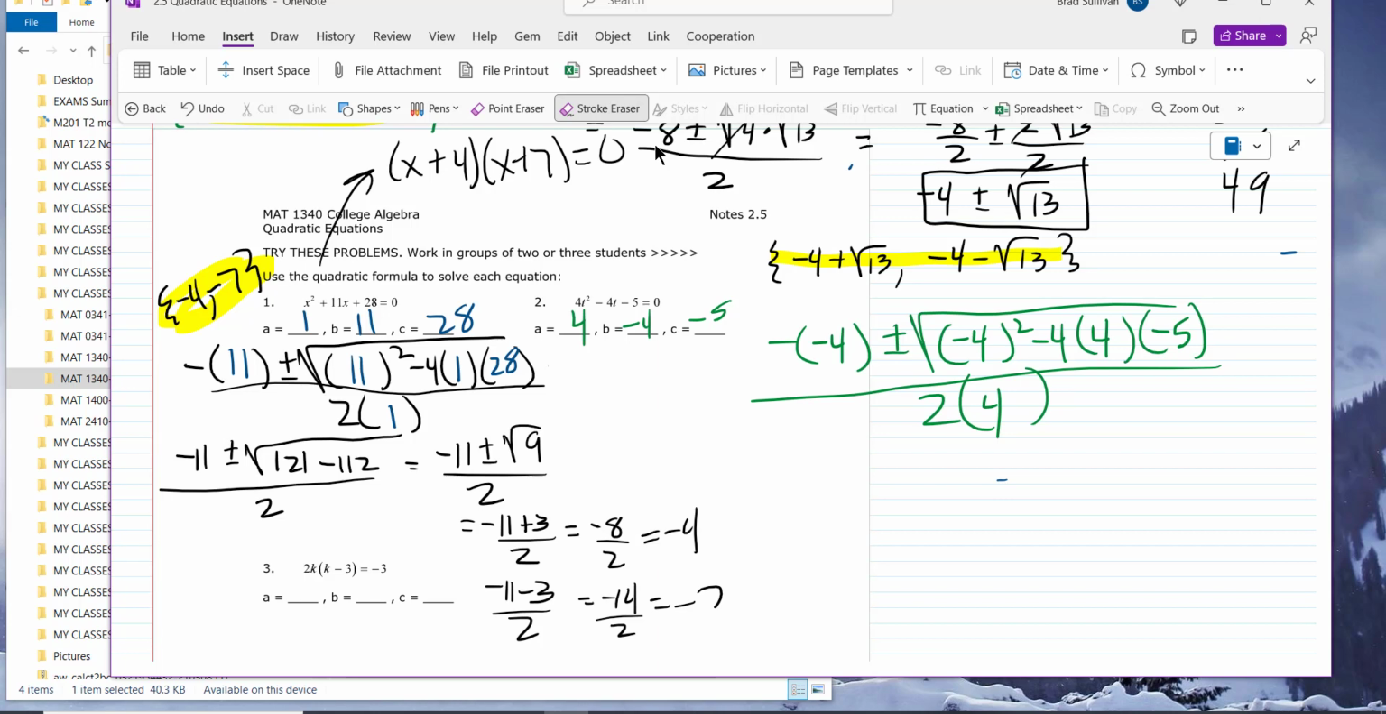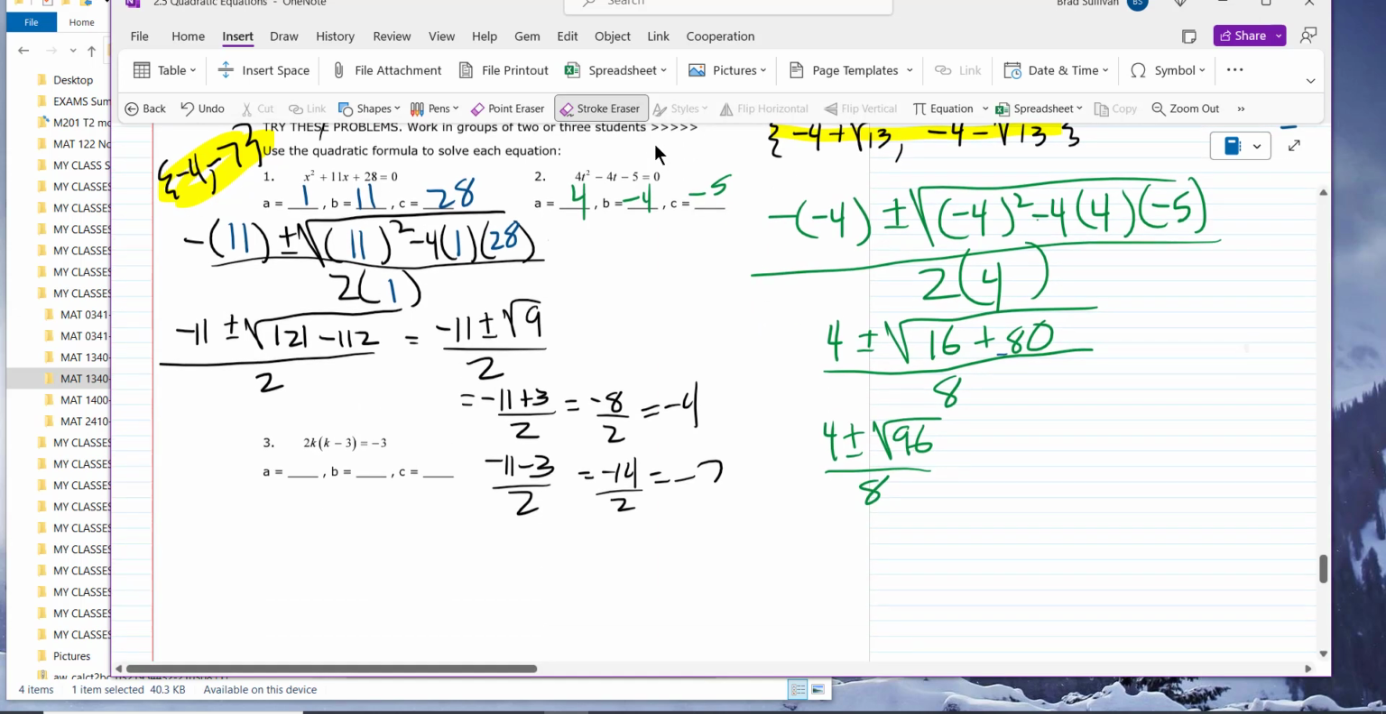A lot of you messed up on this problem because you didn't write the negative 4. It's negative b. So I saw that on several papers. So you're going to get 4 now, plus or minus. Negative 4 squared is 16. Notice you have two negatives here. So a lot of you messed up here. A negative times a negative is a positive. That ended up being plus 80. A lot of you had minus 80 on that. Okay? Just learn from your mistakes. That's common. Okay, now what you get is 4 plus or minus square root of 96 over 8. And then if you got to that point, you've done all your arithmetic correctly. So you have to look at your perfect squares.